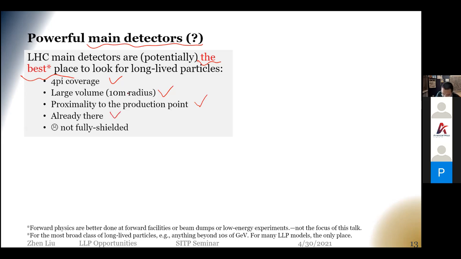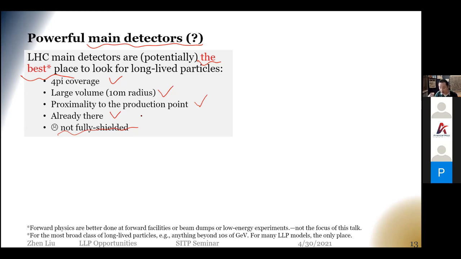Of course, it has a disadvantage that it's not fully shielded, so there'll be a lot of standard model prompt backgrounds. And well, once you realize the main detector itself has 1 to 3 orders of magnitude advantage in acceptance alone compared to any other proposals, you cannot stop asking yourself why people haven't thought about this or why people haven't been trying hard to work on the main detector's potential on long-lived particles.